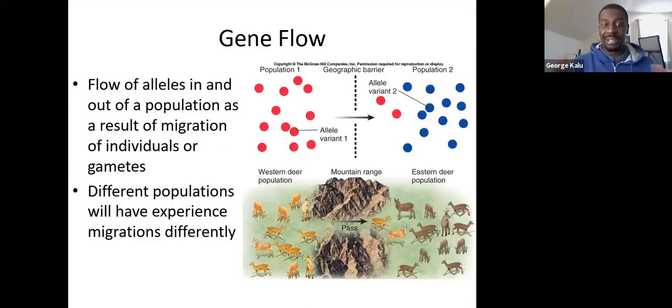So that's genetic drift. Okay. So genetic drift can happen in a number of different ways. Any questions on genetic drift before we go into gene flow and everything else from here?